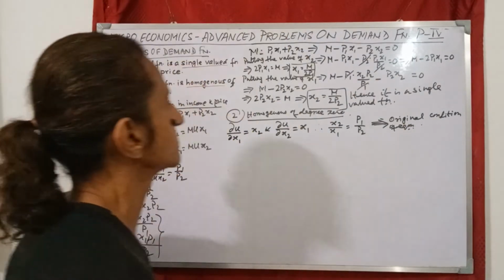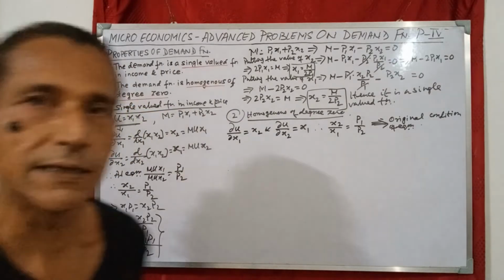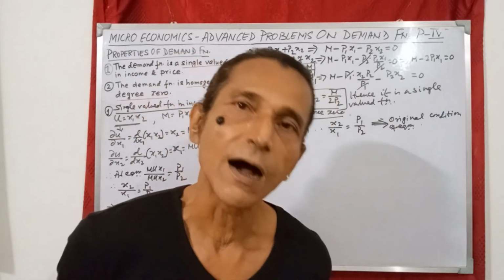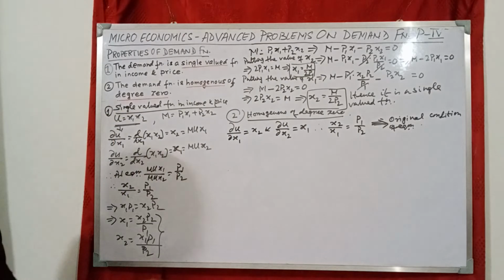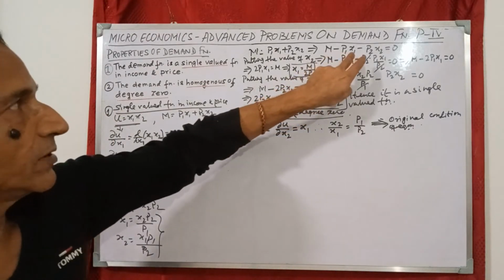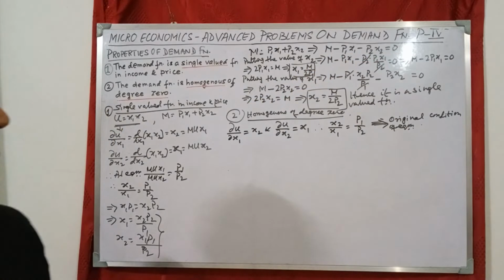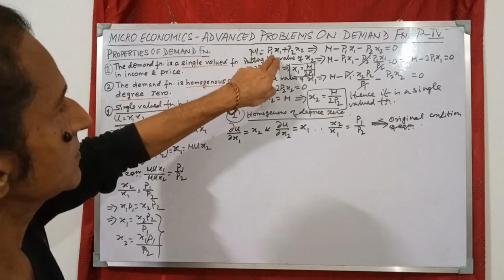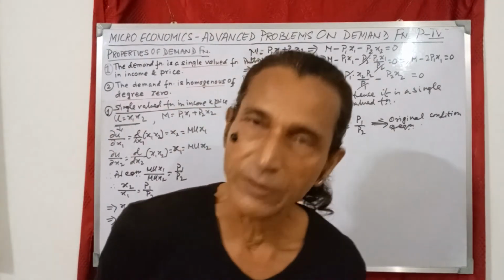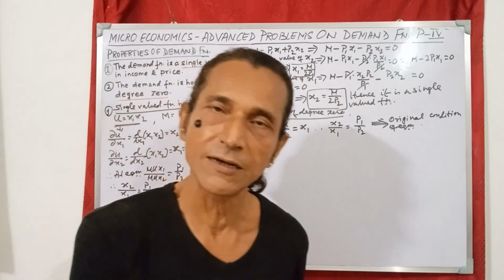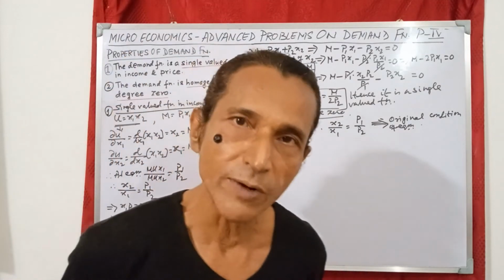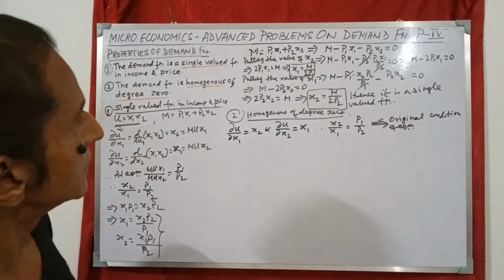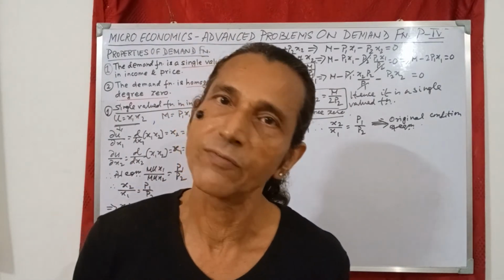Now suppose the income of the consumer and the prices of the commodities increase by alpha times. So what was the initial budget constraint? M minus P1 x1 minus P2 x2 equals 0, which we have found out from M equals P1 x1 plus P2 x2. Now M, P1 and P2 are being multiplied by alpha. So what will be the new budget line? The new budget constraint will be alpha M equals alpha P1 x1 plus alpha P2 x2.